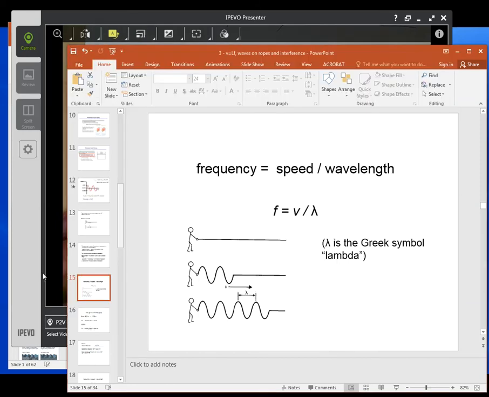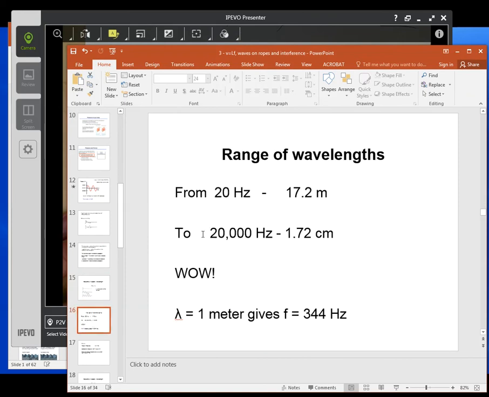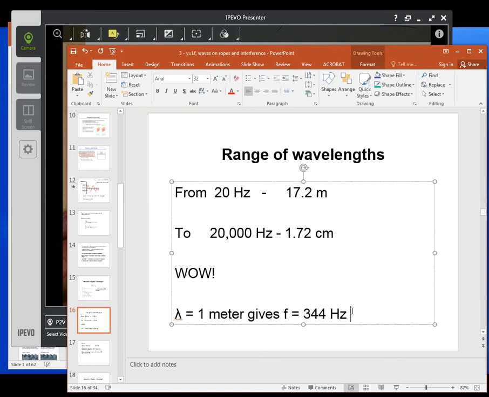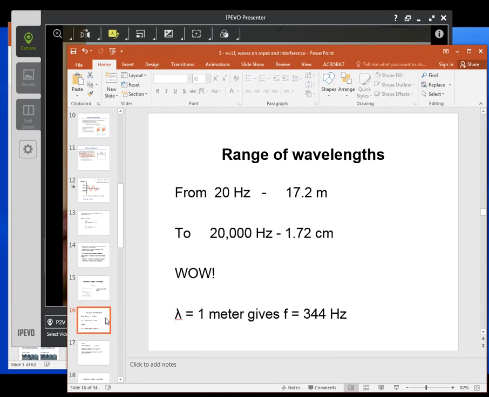So let's go back to our slides and see if everything's cool. Looks like that's right. 20,000 hertz is 1.72 centimeters, whereas 20 hertz is 17.2 meters. By the way, I also wrote down here that a lambda equal to 1 meter gives a frequency of 344 hertz. Can you figure that out on your own? Please try to pause for a moment and see if you can plug into the formula we just discussed, V equals F times lambda, to figure out the frequency if I gave you that the wavelength was 1 meter and that the speed is 344 meters per second. Okay.